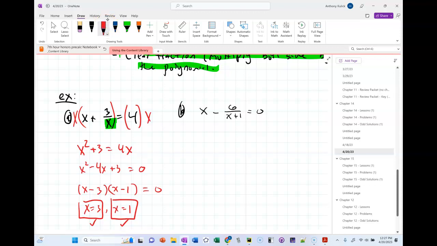All right. Next example, x minus 6 over x plus 1 equals 0. I'm going to clear fractions. I'm going to multiply by the least common denominator. What are the denominators present in the problem? 1 and x, and 1 and x plus 1. So the least common denominator should be? Yeah, 1 times x plus 1, or just x plus 1. Multiply that to both sides. So I have x times x plus 1 minus 6 equals 0.